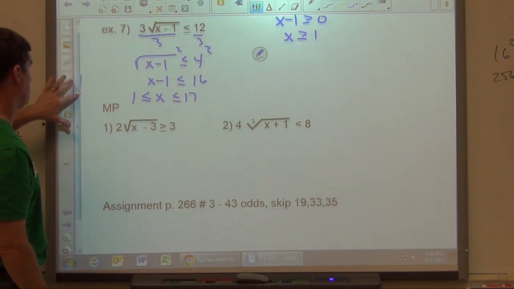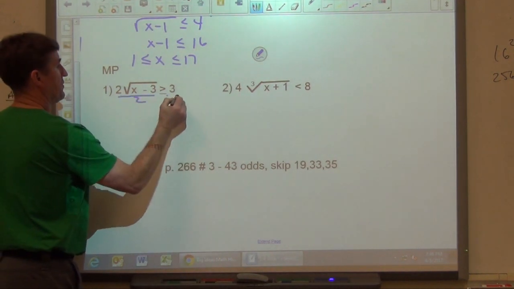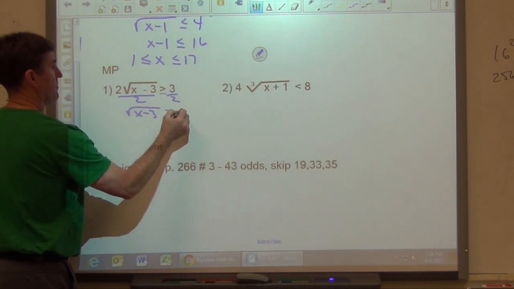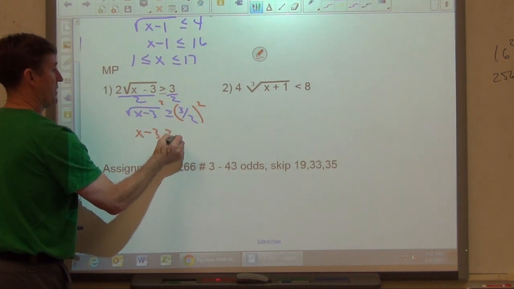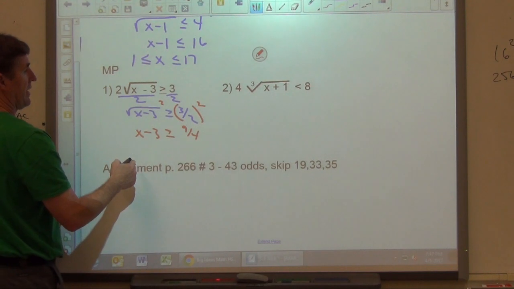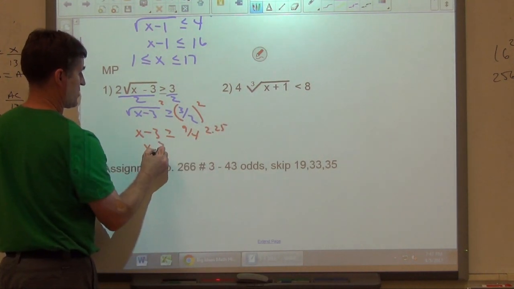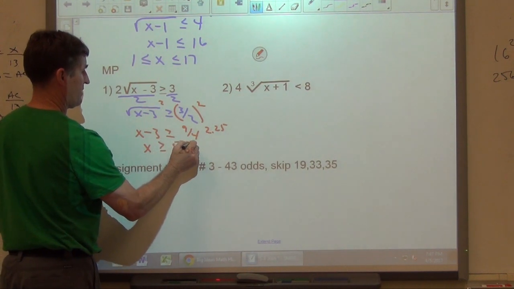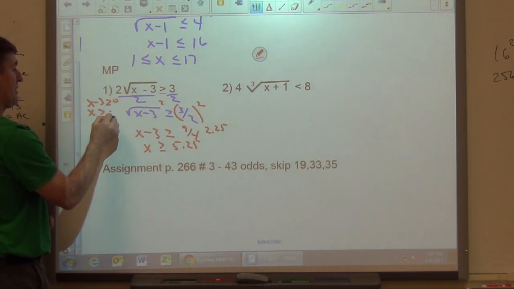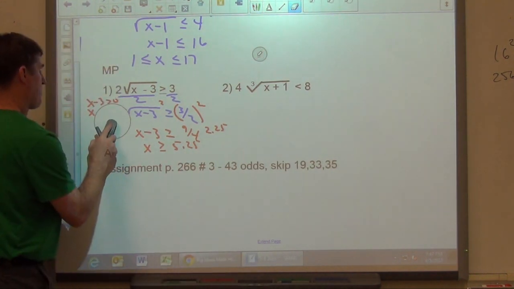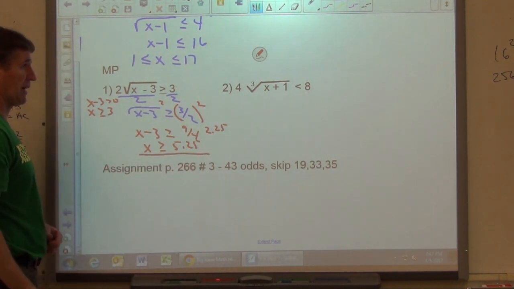So let's have you try these two. Again, pause the video, then come back and check, see how you did. So if you did this right, you should have divided by 2 first to isolate that. Then we would square both sides. Now remember, you have to square the whole thing, so you should have gotten x minus 3 is greater than or equal to 9/4. And then you would add 3. So this is 2.25. So x is greater than or equal to 5.25. We also know that, because remember this has to be greater than or equal to 0, x has to be greater than or equal to 3. But it's already greater than or equal to 5.25, so we can just leave it that way.